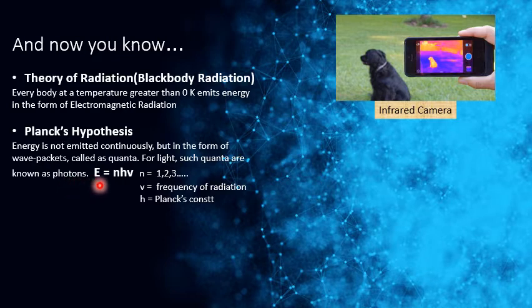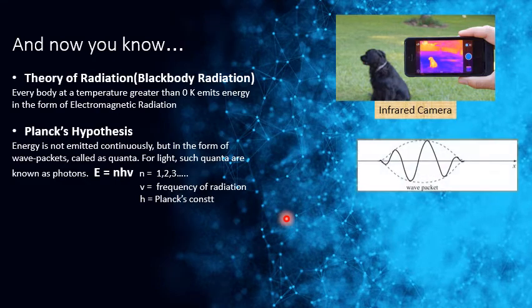So this is a mathematical notation of Planck's hypothesis. E is equal to n times h times nu. E is the emitted energy of radiation, n is the number of photons in that, h is the Planck constant, and nu is the frequency of light. So this is a wave packet. This is how it looks like.